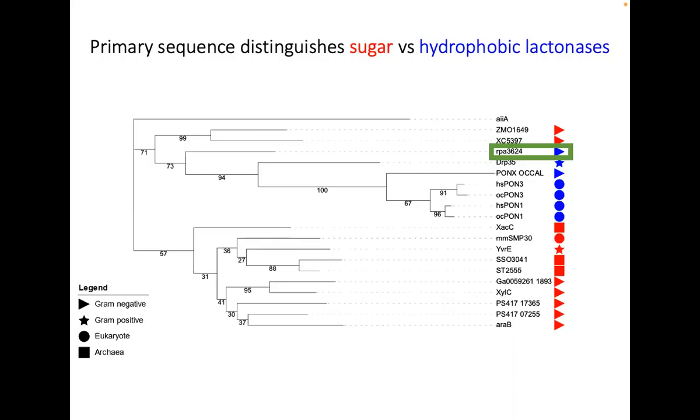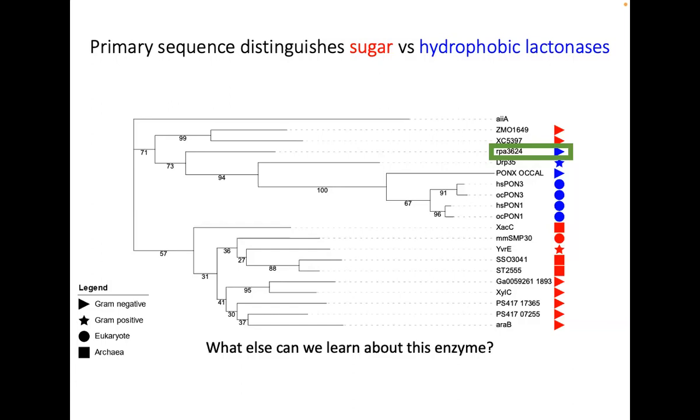So we can see that in the blue groups on this tree, they're all more closely related to each other than they are to any of these sugar lactonases, suggesting there is something about these sequences or these enzymes that have evolved to act on more hydrophobic lactones. Notably, this grouping is not driven by just what domain these enzymes are from, because we can see even within the blue group, the hydrophobic lactonases, we have enzymes from eukarya, gram-negative and gram-positive bacteria.